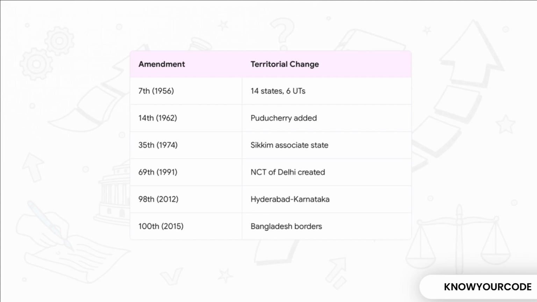Then, as the nation grew, the 14th incorporated Puducherry, the 35th brought Sikkim into the fold. By 1991, the 69th Amendment created the National Capital Territory of Delhi. We also see specific regional targeting, like the 98th Amendment giving special provisions for the Hyderabad-Karnataka region. And quite recently, the 100th Amendment in 2015 literally secured the borders by swapping small pockets of land with Bangladesh.